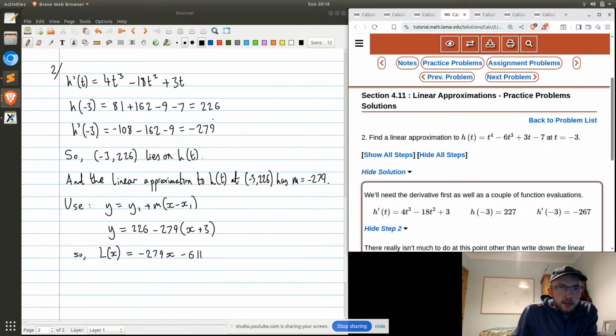Okay, did we get these numbers right? Nope, because we tried doing it by ourselves, didn't we? Darn it. Okay, h of -3. -3 to the 4 is 81. -3 cubed is -27. Times that by -6. That is 162, isn't it? And that is -9. And that is -7. But I guess we're going to have to check.